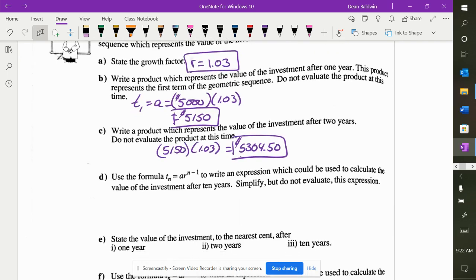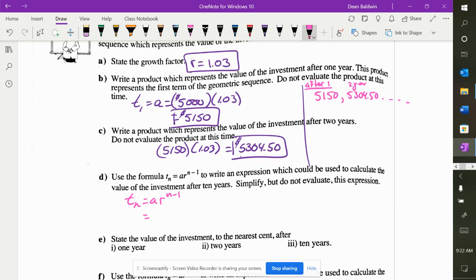Now we're going to write a formula for this geometric series, because essentially what we've created is we're doing this. I'm going to write it over here in pink. This is after 1 year. After 1 year, you have 5150. After 2 years, you have 5304.5, and you can keep going on. Okay? So I'm going to use the formula Tn is equal to ARn minus 1. Now, what's our A value?